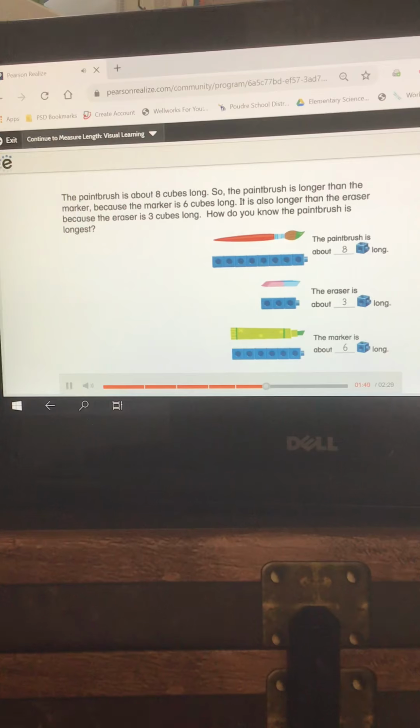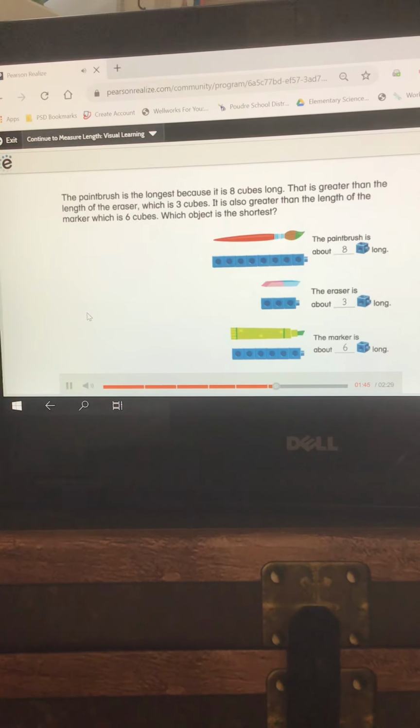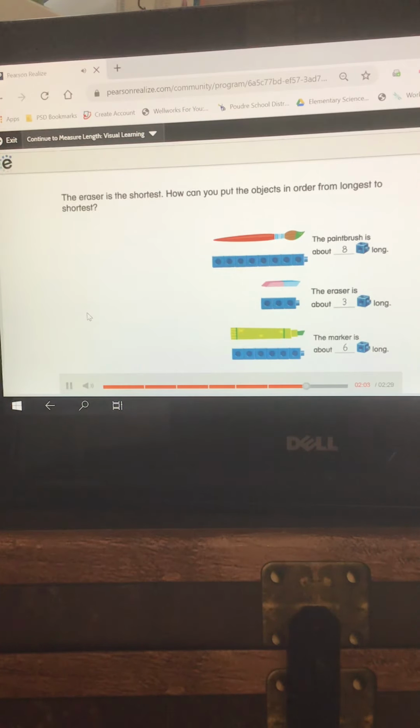How do you know the paintbrush is longest? We are comparing how many cubes there are, and we can compare their length because they're all lined up. The paintbrush is the longest because it is 8 cubes long. That is greater than the length of the eraser, which is 3 cubes. It is also greater than the length of the marker, which is 6 cubes. Which object is the shortest? The eraser is the shortest.